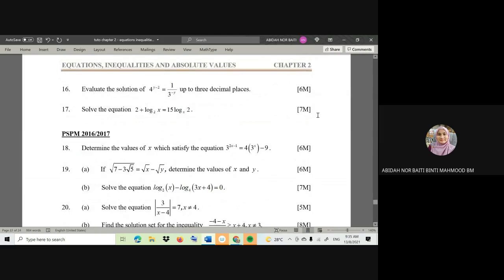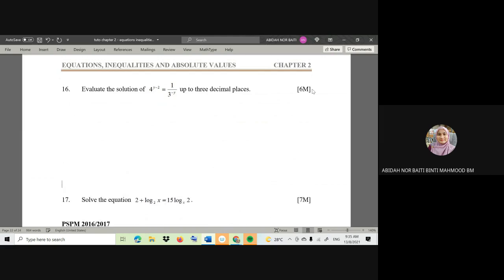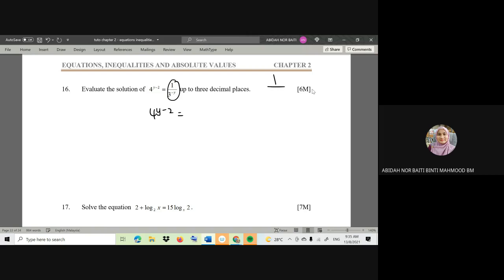Okay, to the number 16. Here we can simplify. We get 3, use rules of indices. A power of n, 1 over A power n is A power of negative n. So we can apply that there. We get 3 power of y.